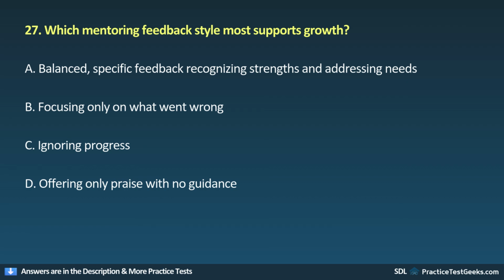27. Which mentoring feedback style most supports growth? A. Balanced specific feedback recognizing strengths and addressing needs. B. Focusing only on what went wrong. C. Ignoring progress. D. Offering only praise with no guidance.